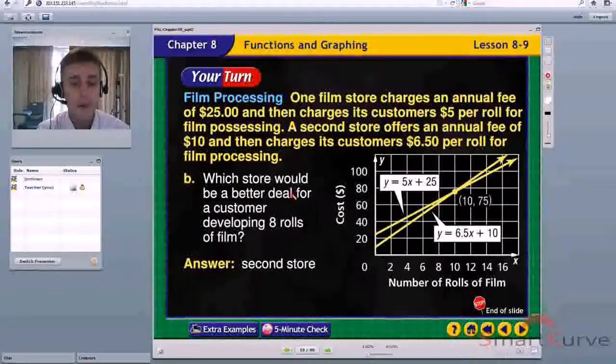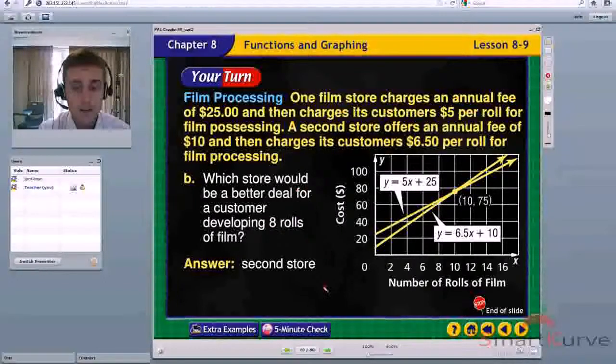Which store would be a better deal for a customer developing 8 rolls of film? Well, we can plug in 8, the number of film, into both equations and find which one has a lower y value, or we can look at the lines. We can see right here at 8, store B, second store, would have a lower cost than store A.